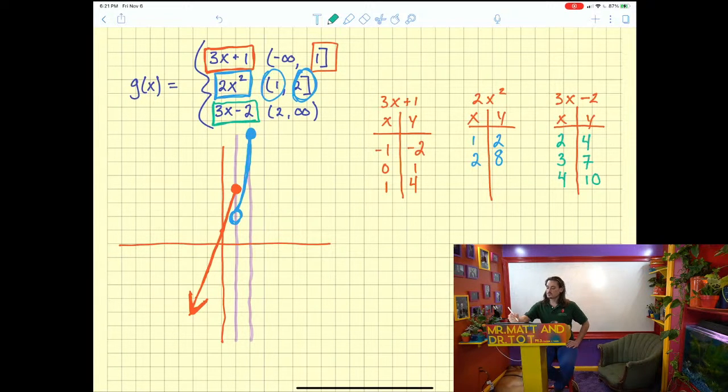Now at the endpoint, we are exclusive, so we're going to have a hollow dot at 2, 4. Then I'm just going to place guiding points at 3, 7 and at 4, 10. That's all the way up here, so it kind of goes off my graph a little bit. But you really only need 2 points to connect to make a line, of course. So the green function would look something like that.